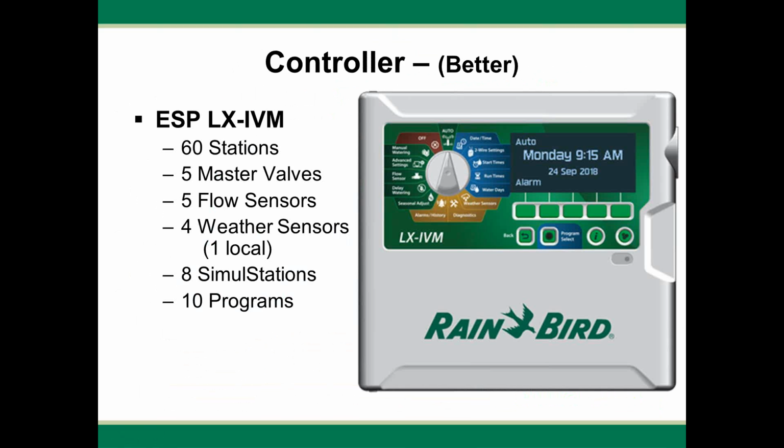This is what we now call our better controller. The LX-IVM controller has 60 stations. It can do 5 master valves and 5 flow sensors. We're able to connect up to 4 weather sensors to this one controller. We do one of them local at the controller, and then we have the ability to add 3 additional weather sensors anywhere along the 2-wire path. We can do 8 simul stations, basically meaning we can run up to 8 stations all at the same time.